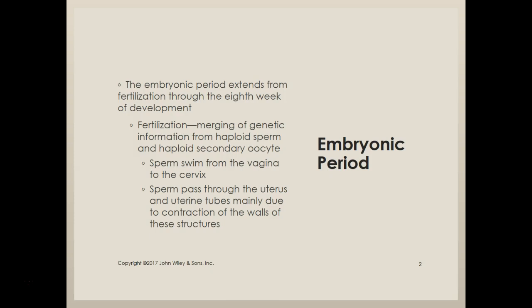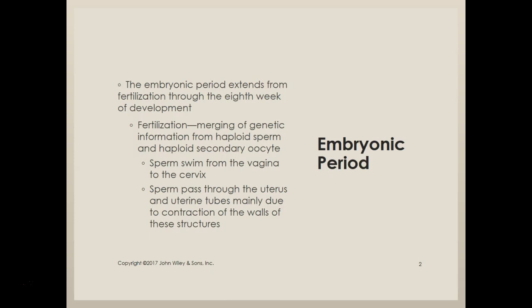So pregnancy is most likely to occur if intercourse takes place during a 3-day window. From 2 days before ovulation, because remember the sperm cells can last for up to 48 hours, to 1 day after ovulation, because that egg cell is only viable for about 24 hours. Sperm swim from the vagina into the cervical canal by whip-like movements of their tails that we know are called flagella.